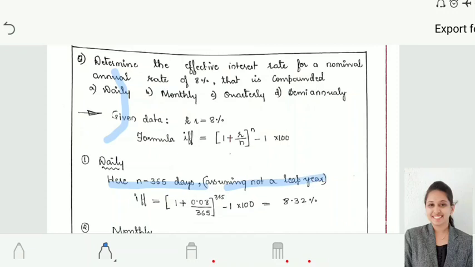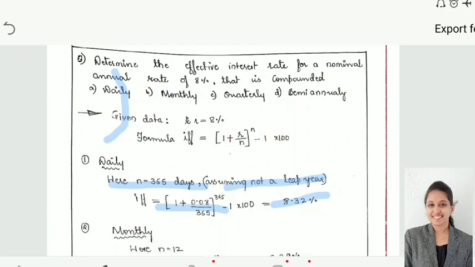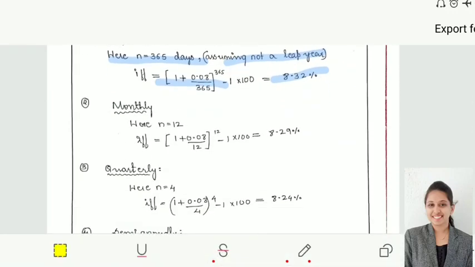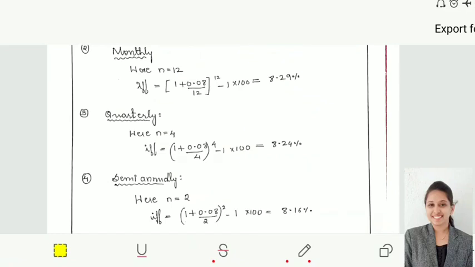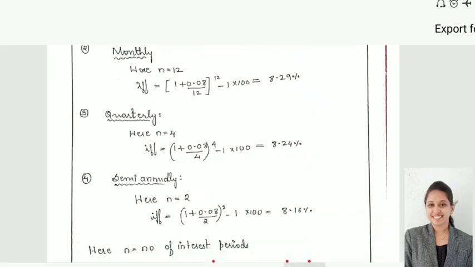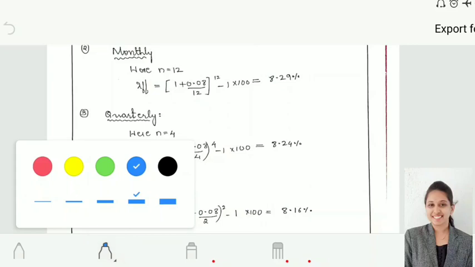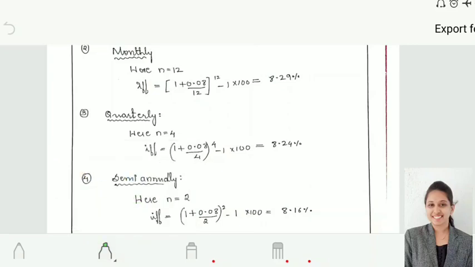Okay, so effective interest rate is what? 1 plus 8% is given, so 0.08 by 365 raised to 365, minus 1. It is 8.32%. Now if we consider a monthly basis, we have a formula here. Monthly means n is 12. So effective rate of interest is 1 plus 0.08 by 12 raised to 12 minus 1. So it is 8.29%.